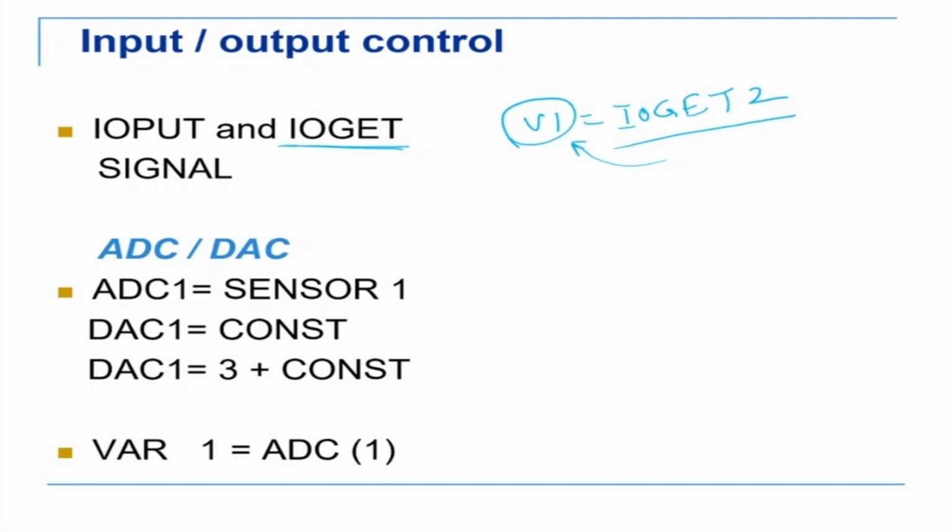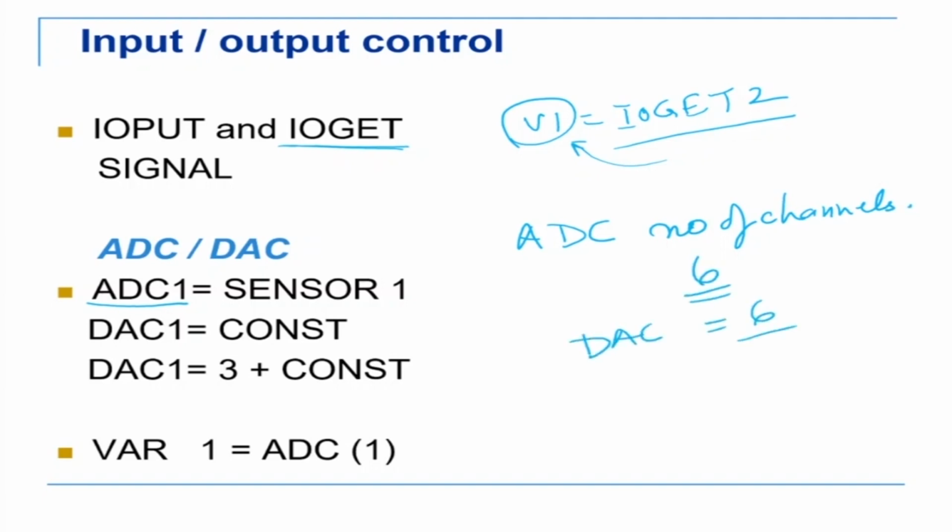Now, the syntax for using ADCs and DACs. An ADC will have a number of channels, could be 6 channels. A DAC also would have a number of channels, which could be up to 6 channels, could be more. So which channel are you referring to? They are numbered 1, 2, 3, 4, 5, and 6. If I'm referring to channel number 1 of the ADC, then I say ADC1 is equal to sensor 1. That means the ADC channel 1 has been assigned to sensor 1, and whatever value is coming at sensor 1 is going to get converted on ADC channel number 1.